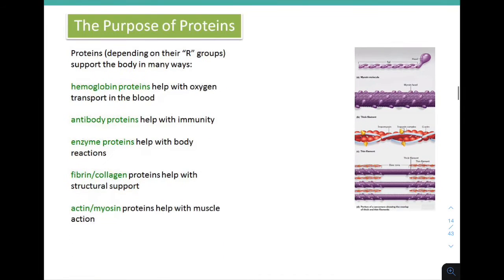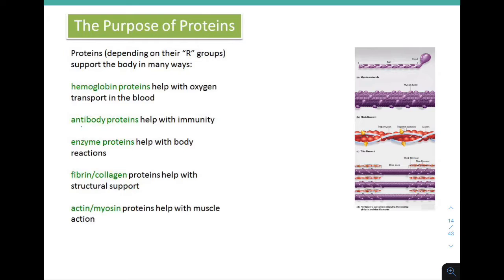For proteins, we have lots of different uses for them. Some proteins we'll be talking about in this course are proteins like hemoglobin. Hemoglobin is helpful for oxygen transport. We have lots of different proteins we use in our immune system. We have lots of proteins we use to make enzymes. We'll be talking a bit about enzymes pretty soon.